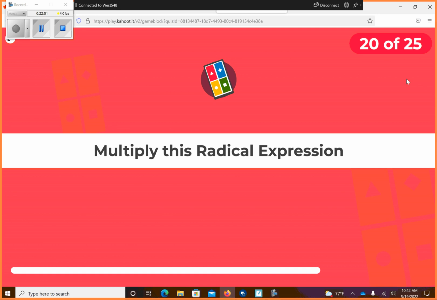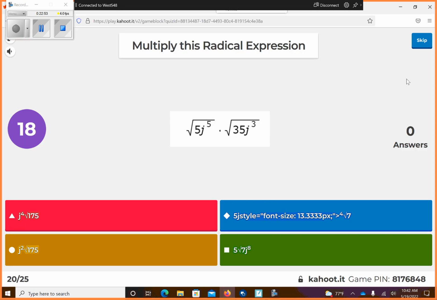Here comes number 20. Ooh, that's a tougher one. Break 35 down to 5 and 7. And then 5 times 5 is 25, which square root of 25 is 5. Add the exponents and then take the square root.